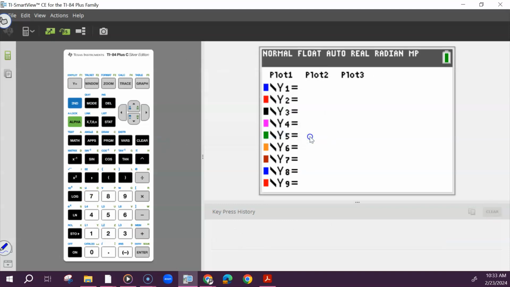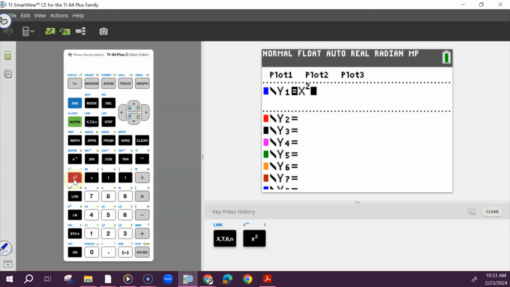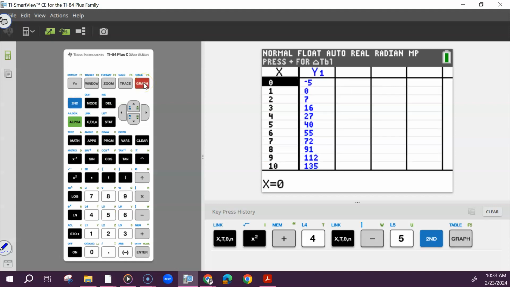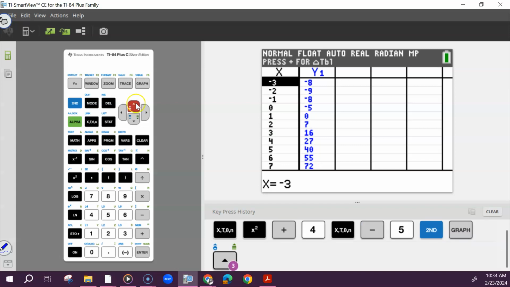So number 1, put in x squared plus 4x minus y. And these tables are a little bit longer than the tables we had before. Those were 5. I think these are 7. But go into second graph, to get your table. Same as before, find where your y values repeat and find the middle.